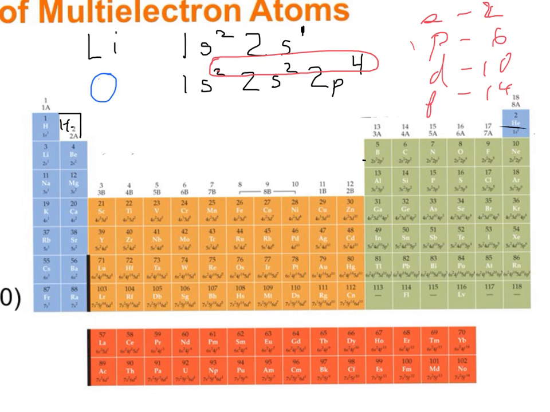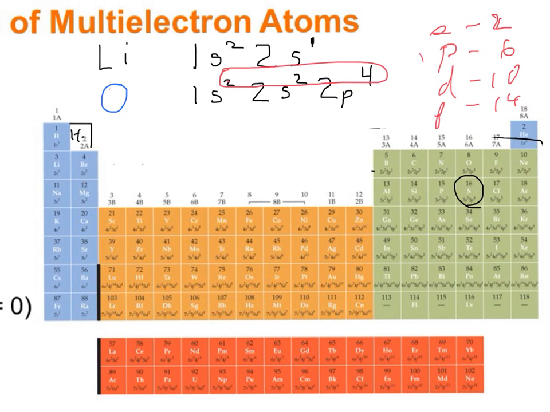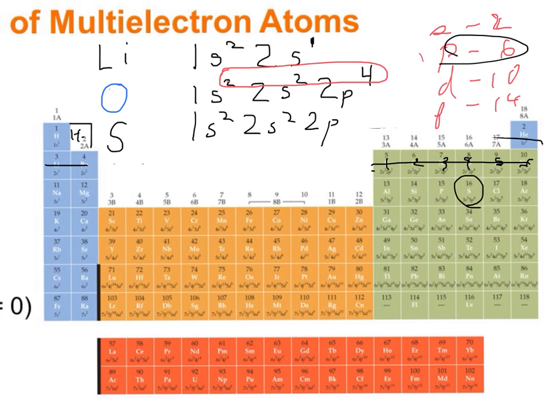Let's skip down to sulfur now. Sulfur's right there. It has 16 electrons. We're going to read to sulfur. Read 1s. It's completely filled. Then we go to the 2s, so 2s2. Then we go all the way through that p block: 1, 2, 3, 4, 5, 6. Remember, the p can hold 6, so the 2p is completely filled.